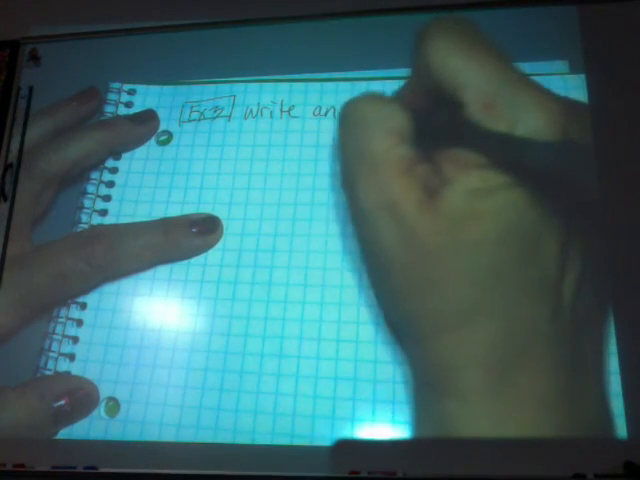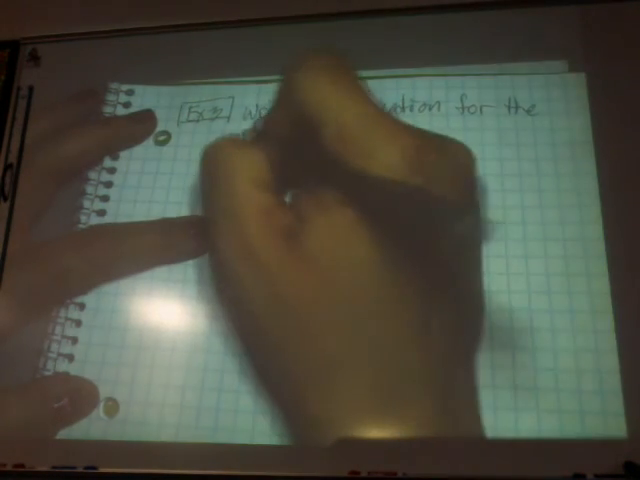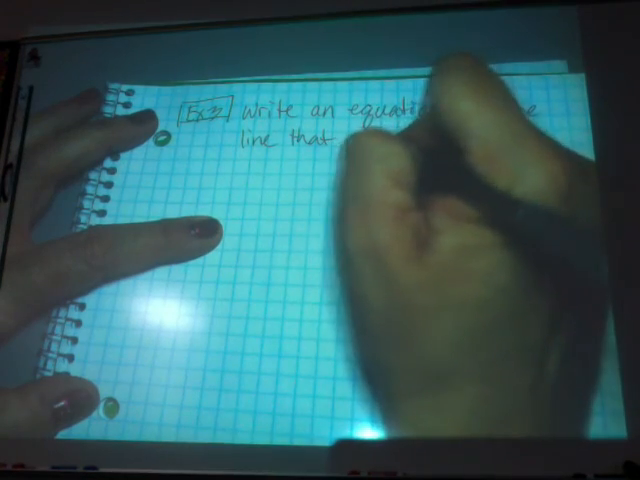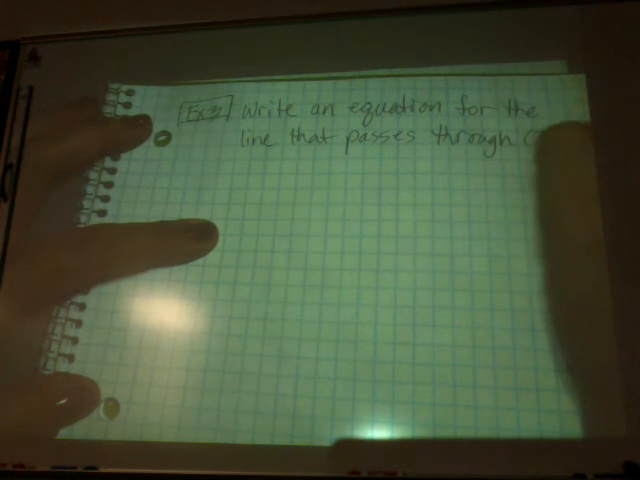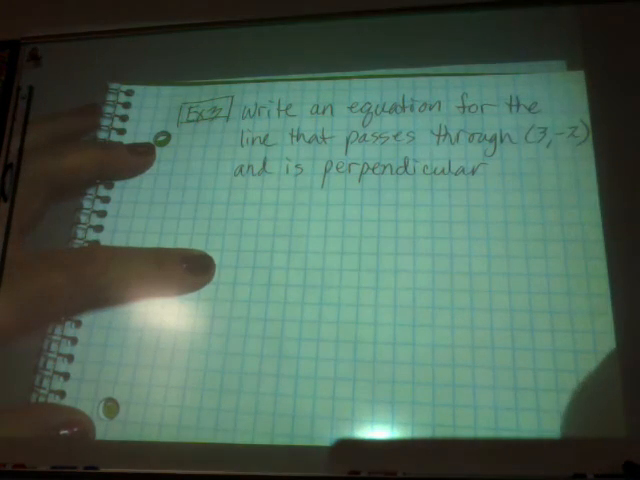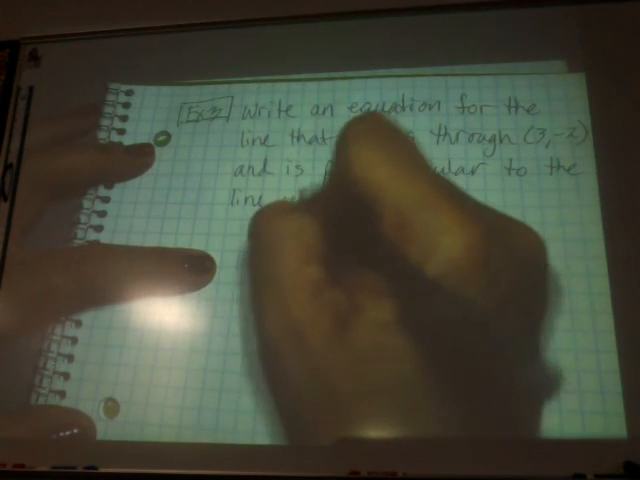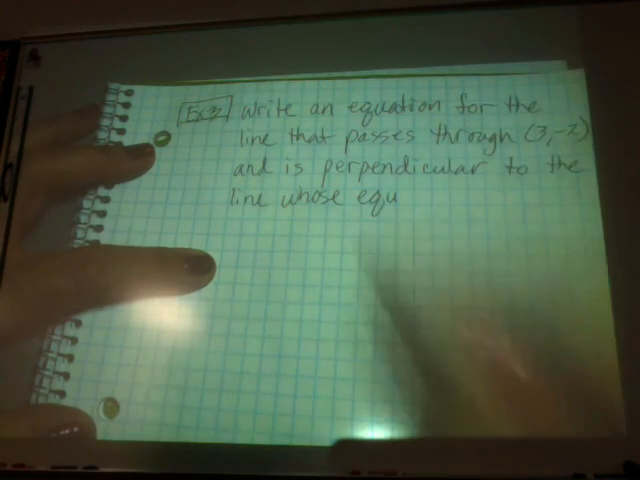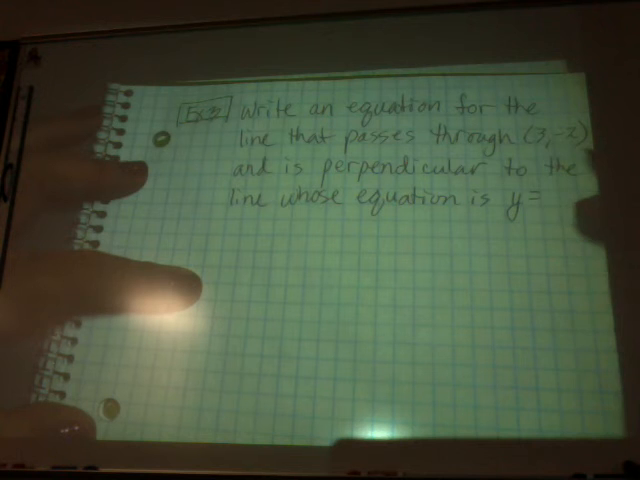So you are to write an equation for the line that passes through 3, negative 2, and is perpendicular to the line whose equation is y equals negative 5x plus 1.